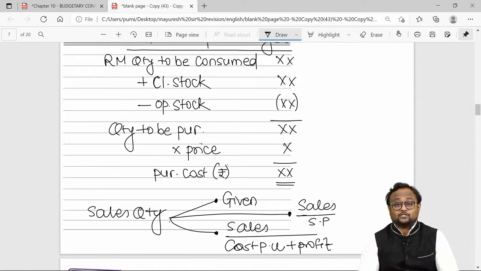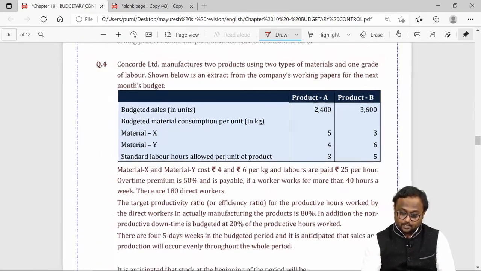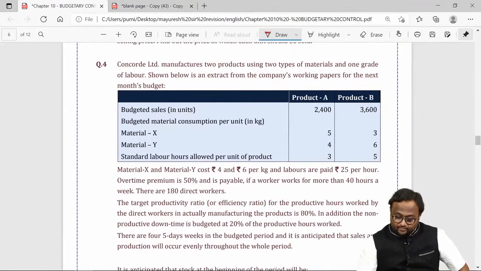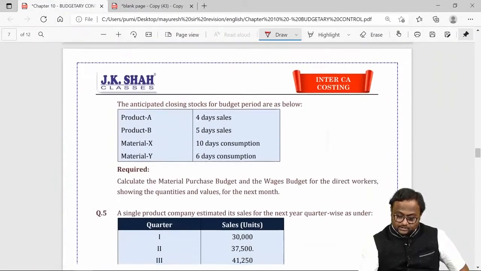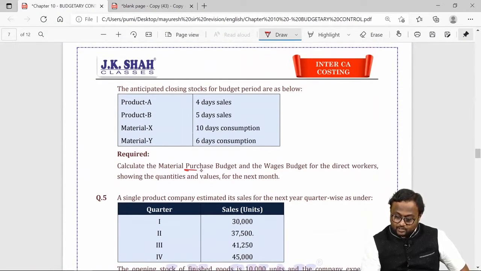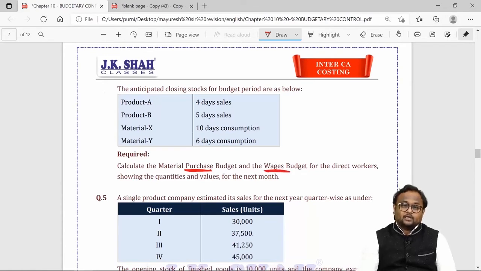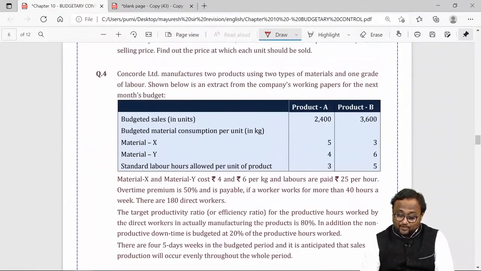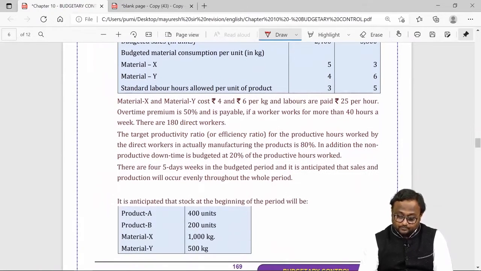Now let us understand how this can be implemented. Question number 4. In case of question number 4, they asked you to calculate purchase budget and wages budget. If they ask you to calculate purchase budget and wages budget, naturally you'll have to start with sales budget. Fortunately, sales quantity was given in the question. So we were supposed to apply production budget formula.